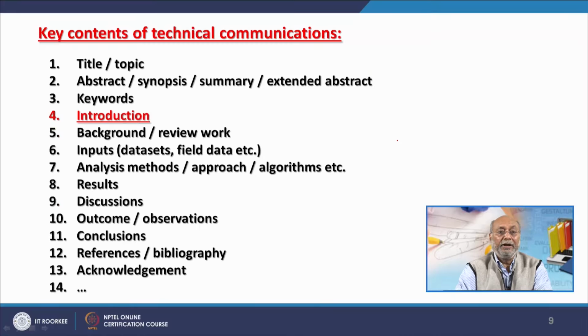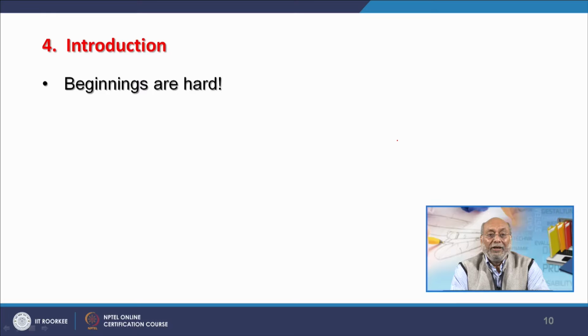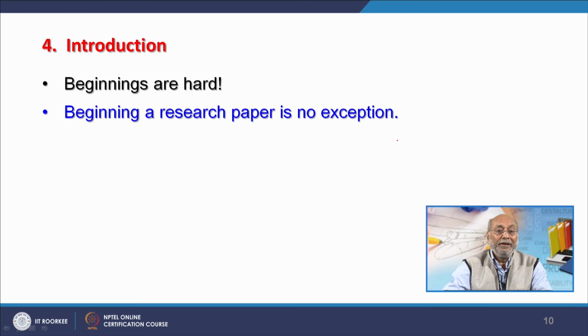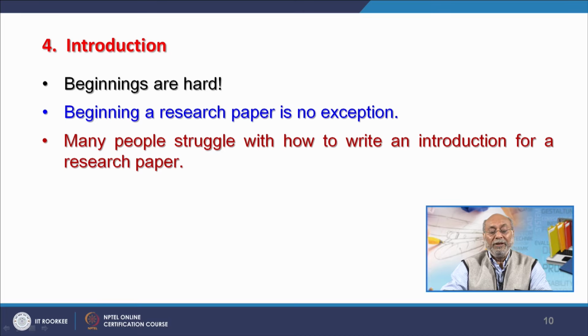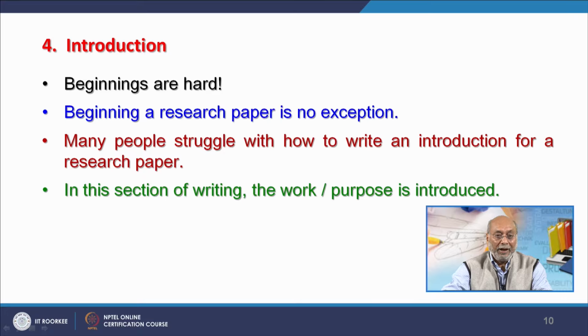Now, we come to the introduction section. After the title, abstract, synopsis, summary, extended abstract and keywords, now we come to the introduction section. While writing an introduction may sometimes be hard, difficult, challenging, because writing a research paper is no exception, and there are difficulties in every section, but the introduction is equally hard in that sense. Many people will be struggling with how to write an introduction for a research paper, but we will discuss how you should start writing the introduction of your work.